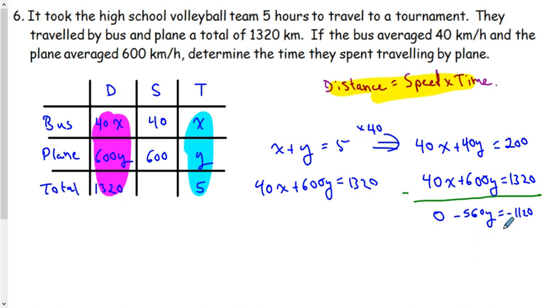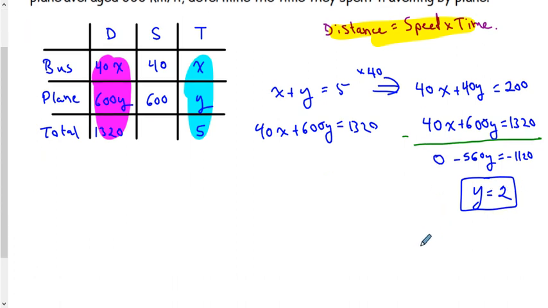Let's divide both sides by negative 560. So we'll get y equals 2. Well, that was a nice even answer. You would think someone planned it out that way. Okay, so y equals 2. Let's find out what x equals. x plus 2 equals 5. This is going to be the easiest math you do all year. Subtract 2 from both sides. x is 3.